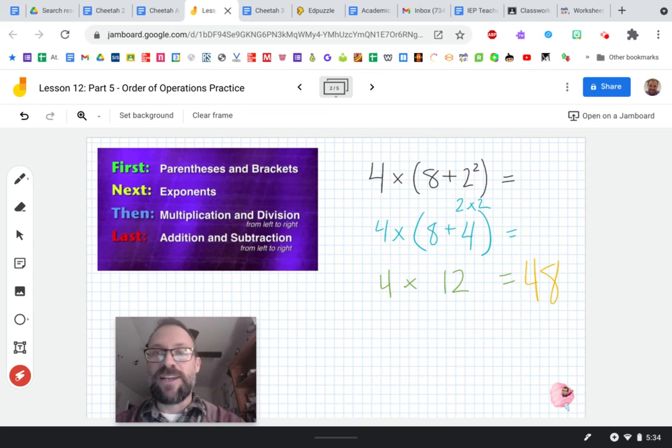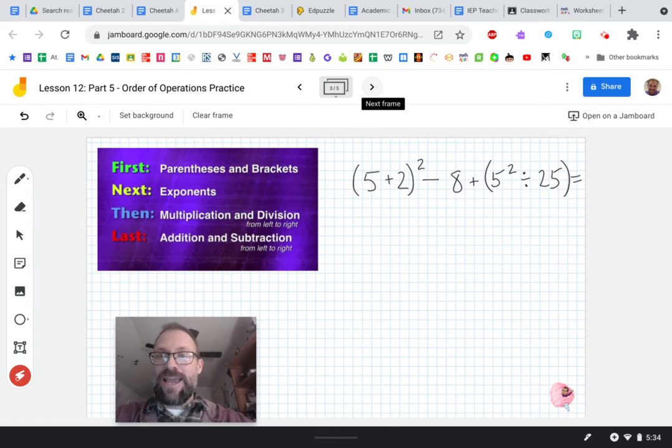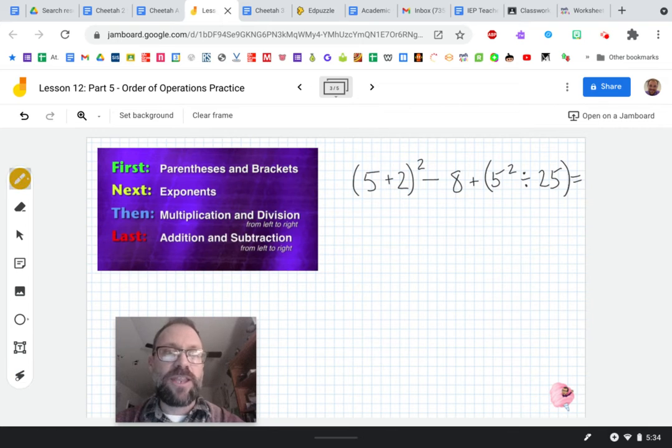All right, you ready to try some? Oh my, look at this. This problem looks like fun, doesn't it? Okay, let's go. We have parentheses first. We know that, and we see parentheses here and here. When you have more than one set of parentheses, which ones do you do first? Well, if one parentheses is inside the other, it doesn't matter. You can pick. So I like to start with the one furthest to left and work my way right. Let's go ahead and do that.